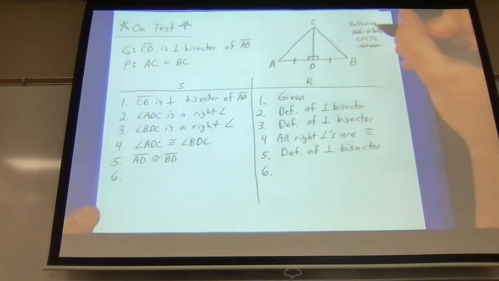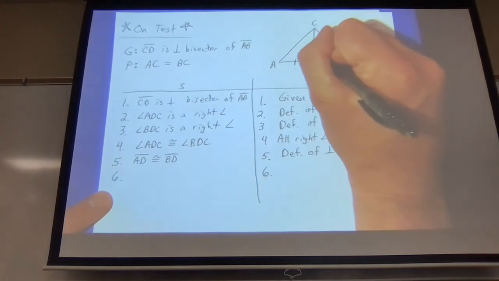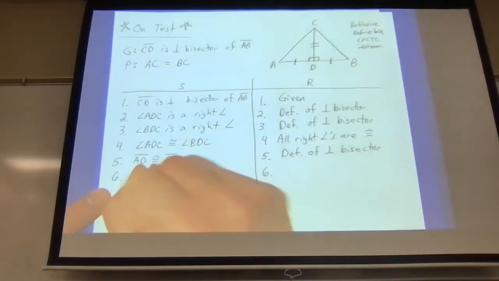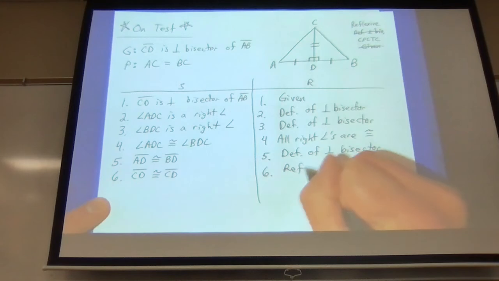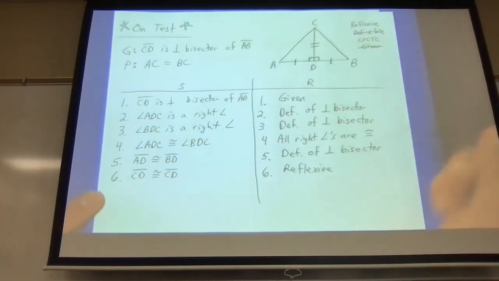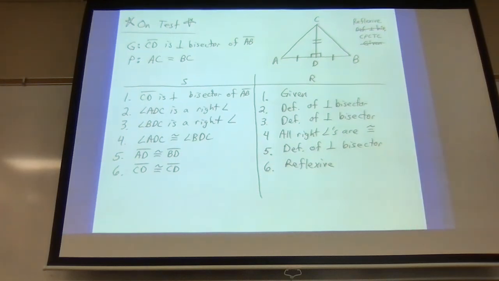Might as well do reflexive. We know what's in here. Reflexive, you got CD congruent to itself. Mark it there. Then put it in the proof. Cross off reflexive, we use that.